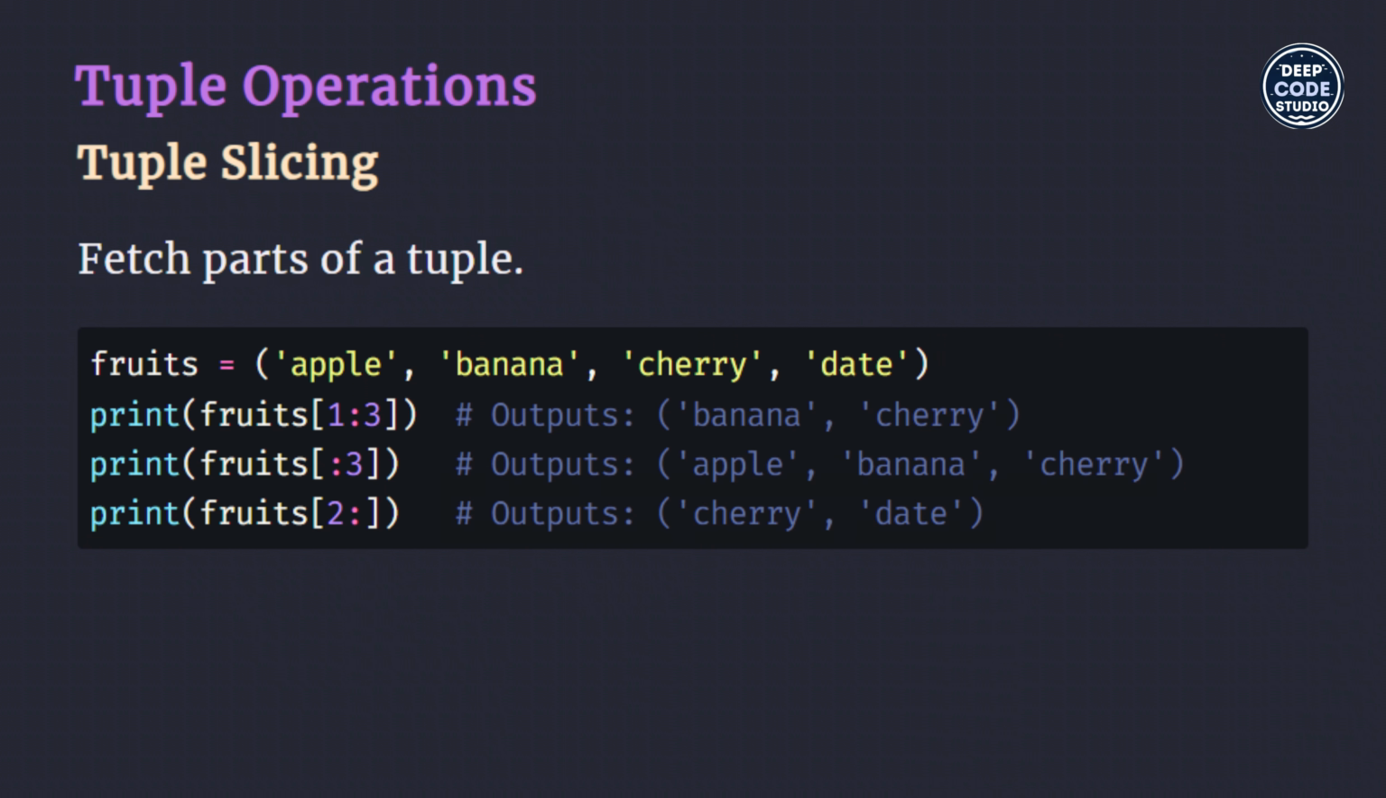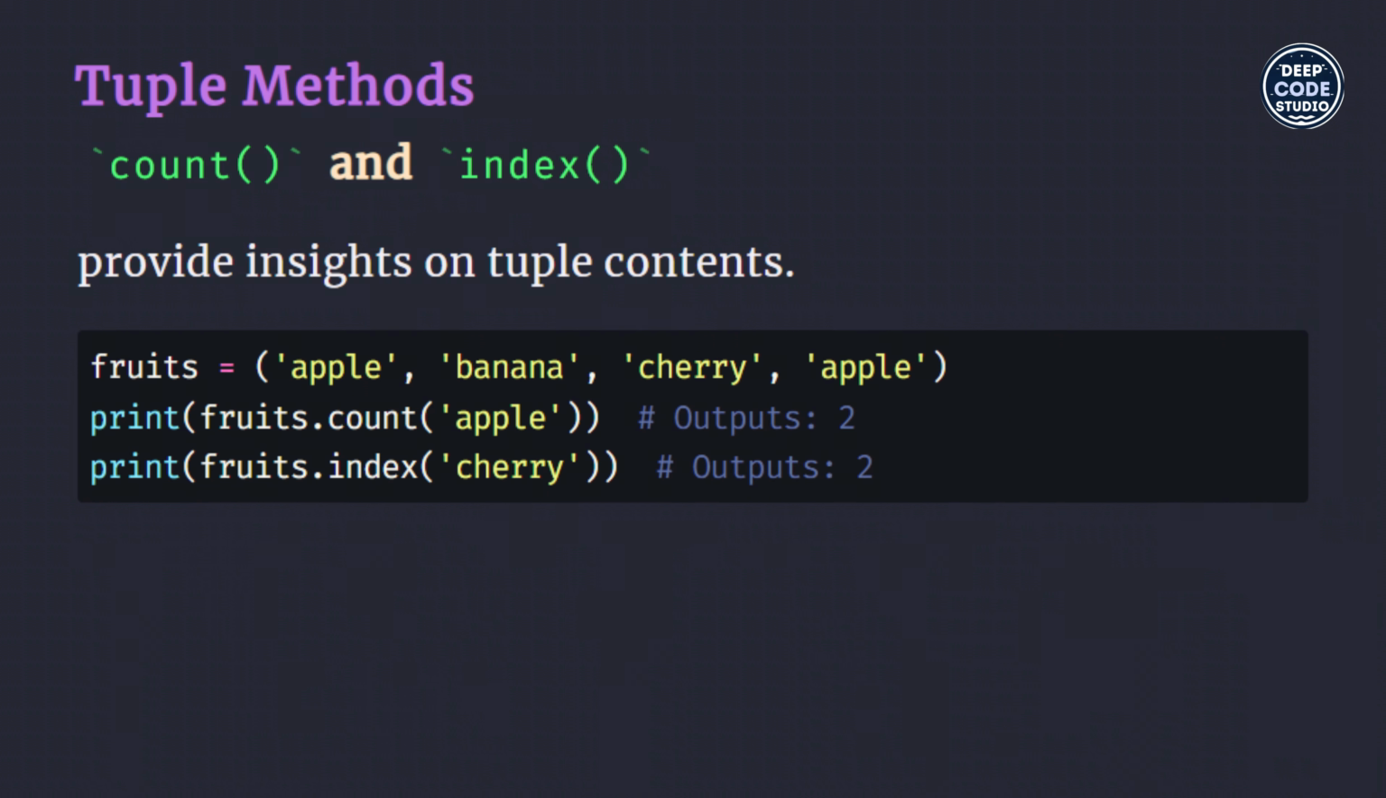Now let us talk about some methods that tuples have. Even though tuples cannot be changed, we can still do some operations with them. Two useful methods are count and index. The index method tells us the position of a value in the tuple, while the count method tells us how many times a value appears in the tuple. And here is an example.